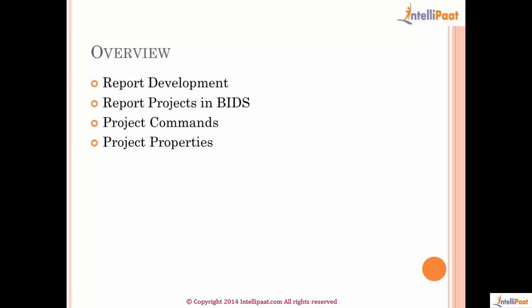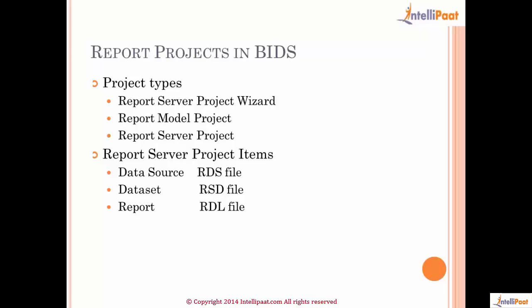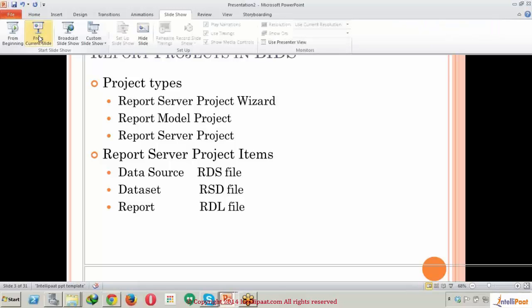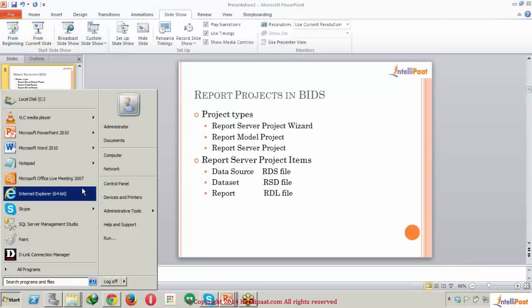Okay, so next, to create a report, we have various project types, and there are various project items associated with a particular report. If you look at these project types, one is a wizard, the other one is a model, and the third one is a server project. Let me show you how to go about working on it.